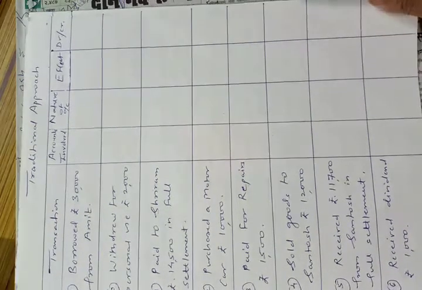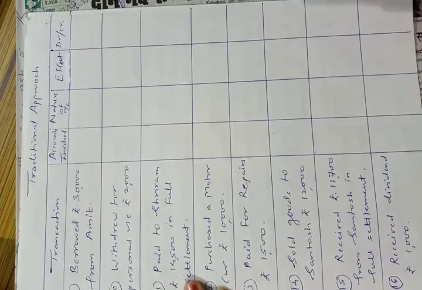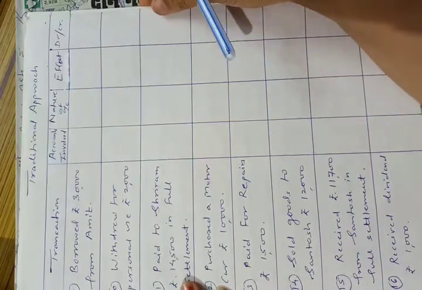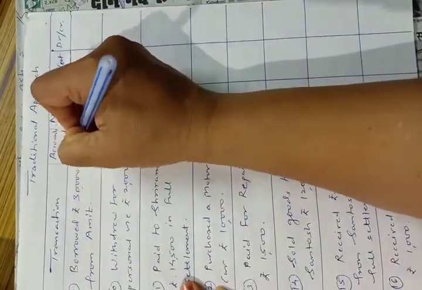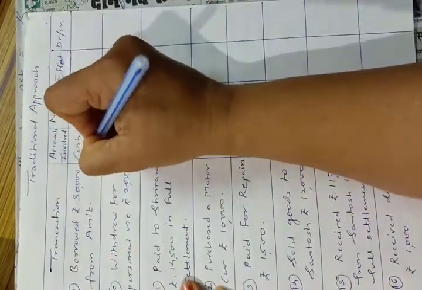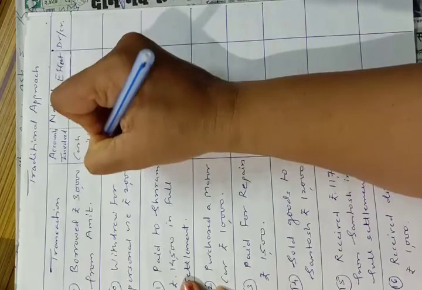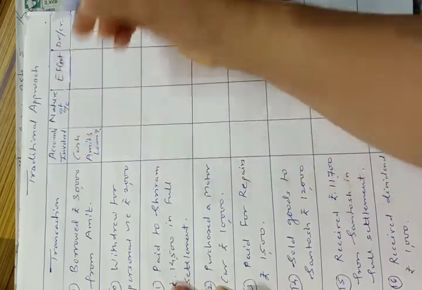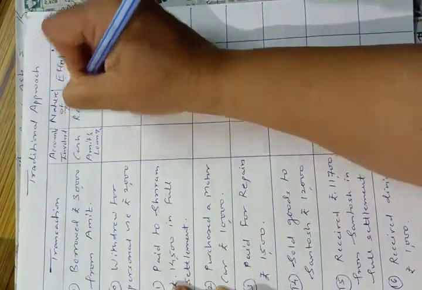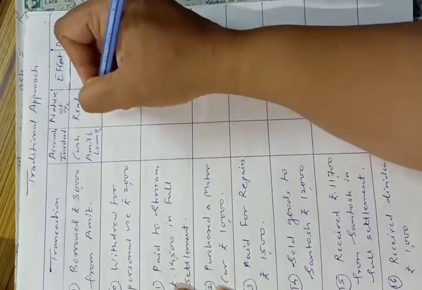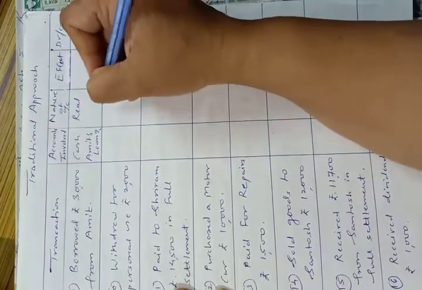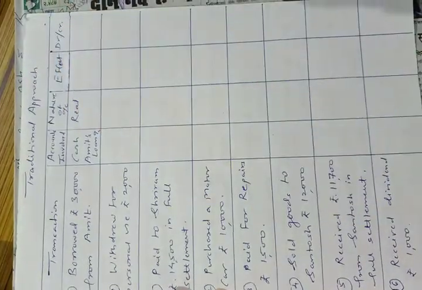Borrowed rupees 30,000 from Amit. We are borrowing rupees 30,000 from Amit. Two accounts will be involved here. One account will obviously be the cash account and the second account will be Amit's loan account. Cash account is a real account and Amit's loan account is related to a person, that is Amit, so this account is a personal account.